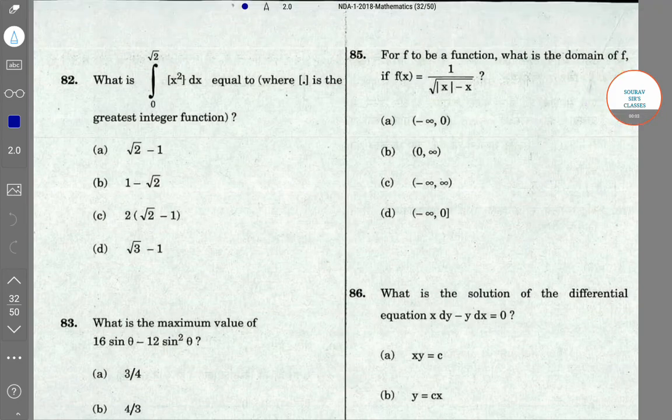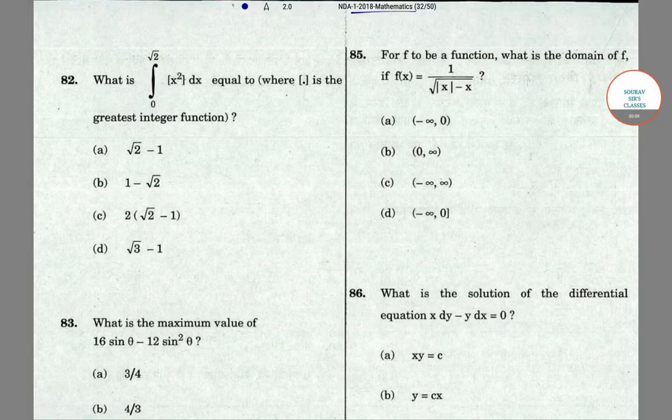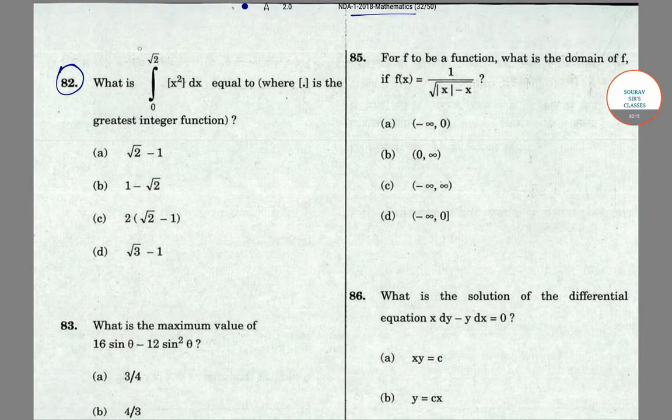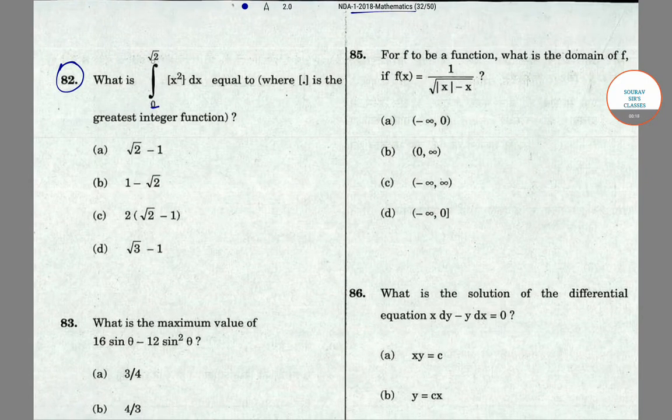So in today's video, we'll be solving a question from the NDA 2018 mathematics paper. As you can see, today we'll start with question number 82. In question number 82, it is given: what is the integration from limit 0 to root 2 of the greatest integer function of x square dx, where this is the greatest integer function? We have these four options, out of which we need to find the right answer.